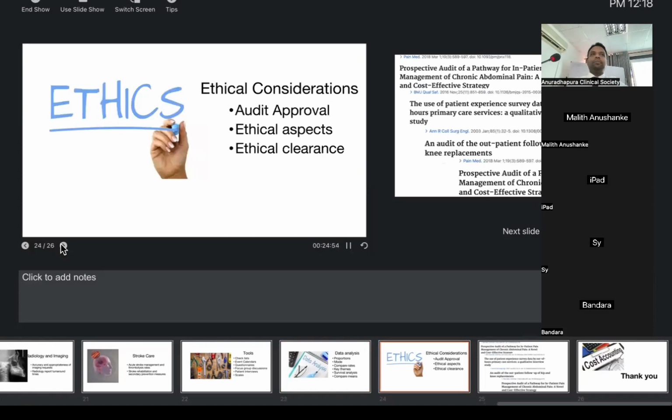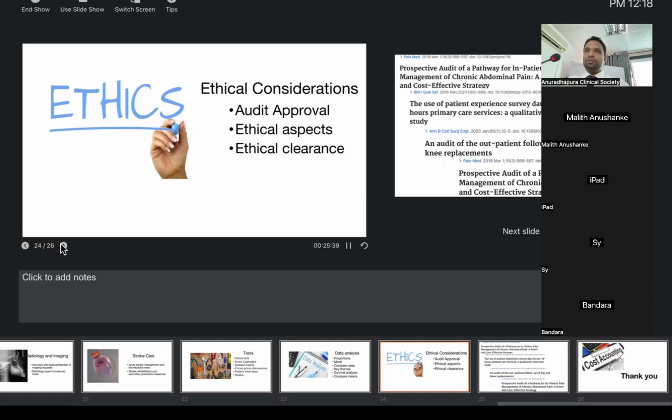Ethical consideration. Although I'm the secretary of the ERC committee of the faculty, ethical consideration is one of the most important things with regards to patient safety. But nowadays, even though somebody is interested in doing research, they have so many problems when it comes to ethical clearance. It takes time. But what about the other aspect of ethical consideration when it comes to audit?